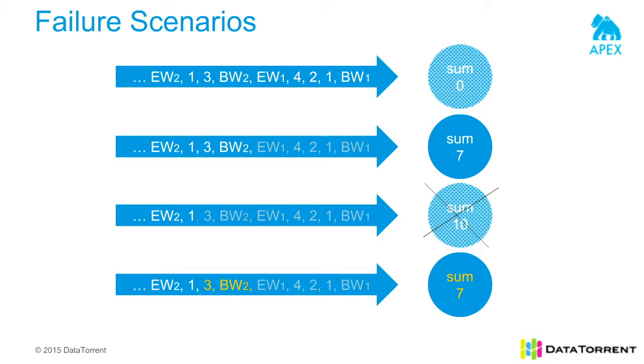So this state is checkpointed. Let's assume this is a checkpoint window. So we have checkpointed the state of 7 for the sum after the first window was processed. Now we assume that there is a failure. After the second window started processing and the first number was added, the container dies and the operator is gone.